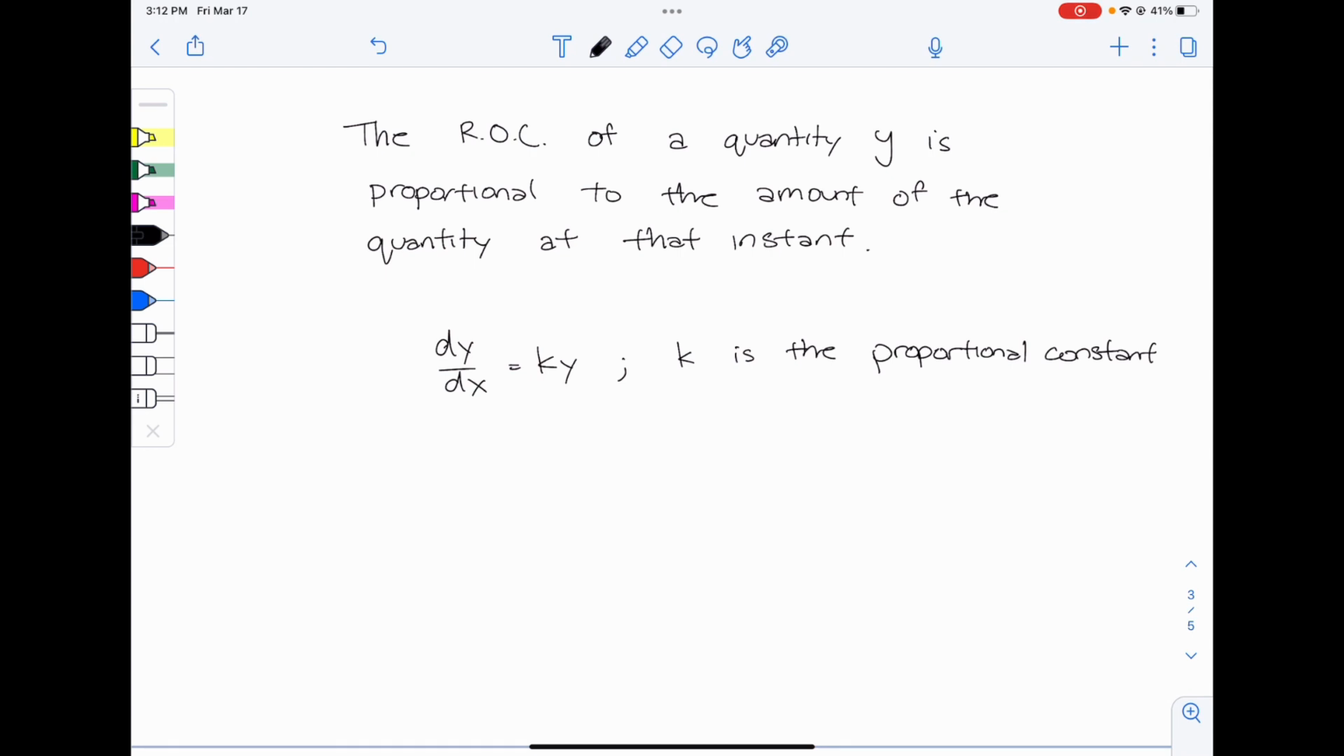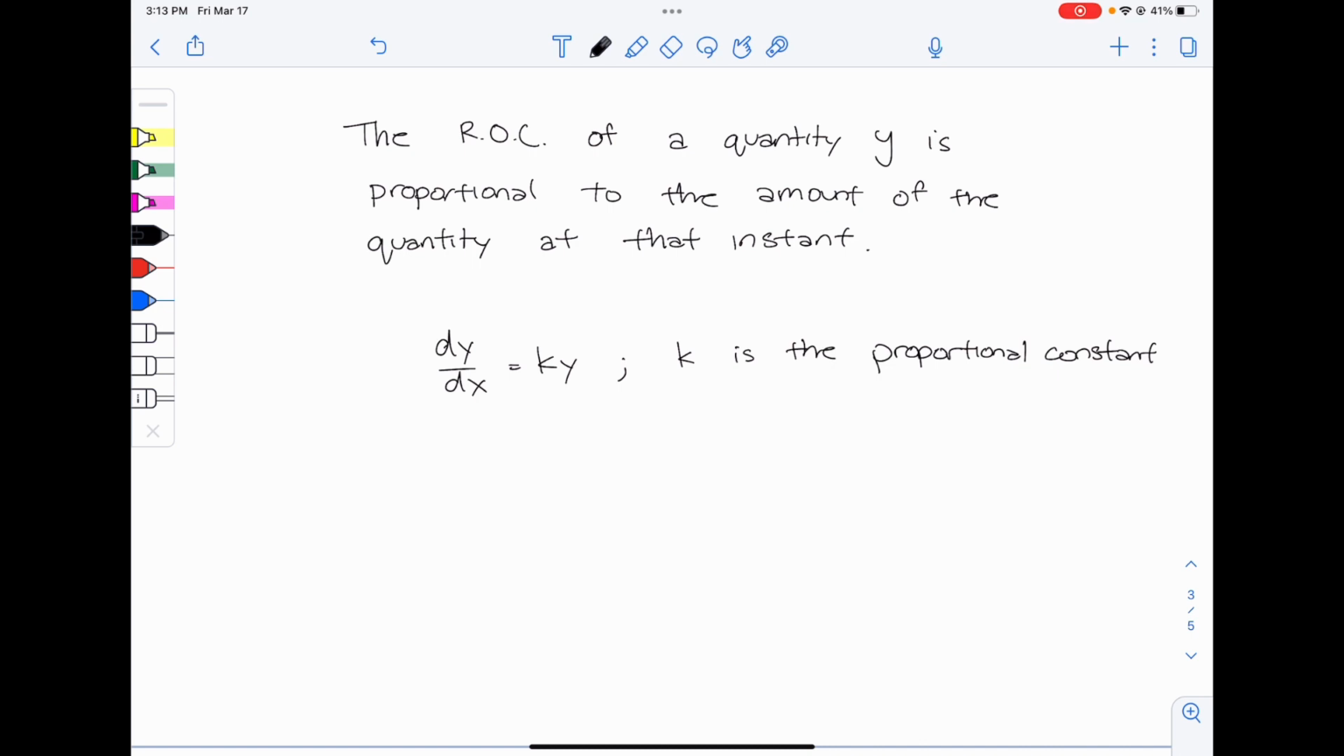Now we're going to go to our second last topic, and this is the idea of proportional rates of change, namely exponential growth and decay modeling. So let's look at this definition. The rate of change of a quantity y is proportional to the amount of the quantity at that instance. And you're usually given the equation dy over dx is equal to k times y, where k is the proportional constant. Now let me just break this down to what it actually means.